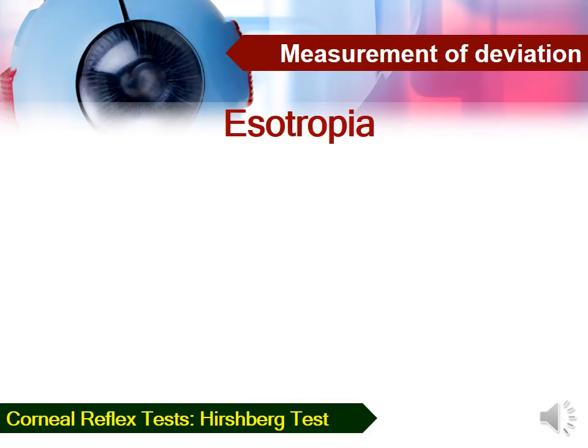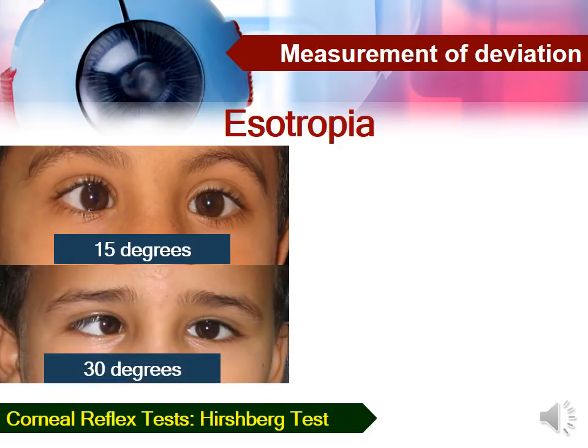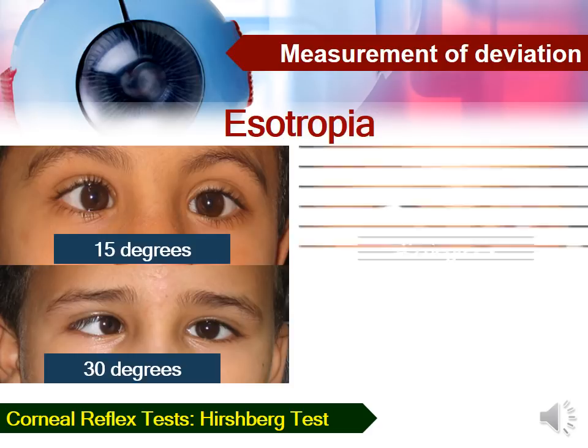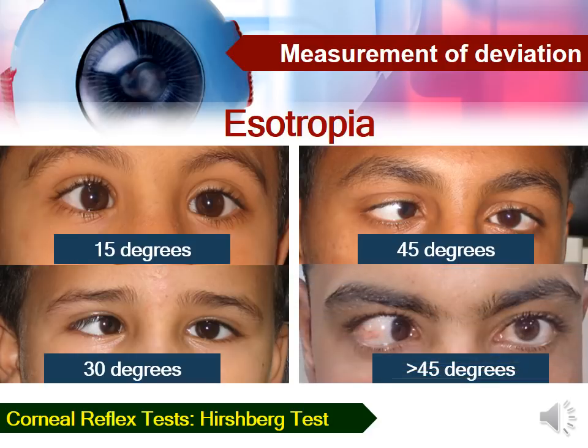These are examples of esotropia with the corneal reflex being central in the left eye and displaced temporally in the right eye, indicating that there is esotropia of the right eye. As the corneal reflex is on the edge of the pupil, the angle is about 15 degrees. Here the corneal reflex is on the iris, so the angle is 30 degrees. The corneal reflex is at the limbus, so the angle is about 45 degrees. And here the corneal reflex is on the sclera, so the angle is even more than 45 degrees.